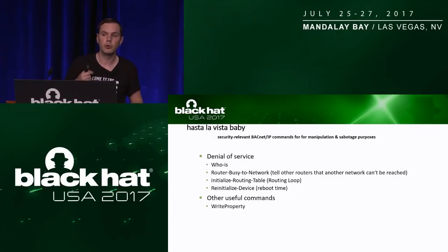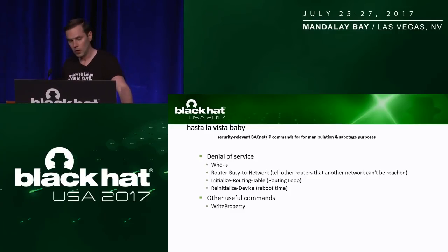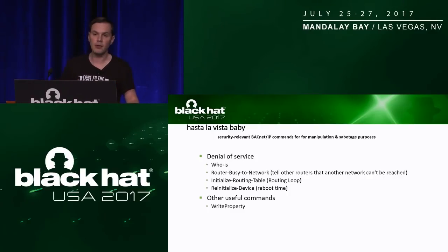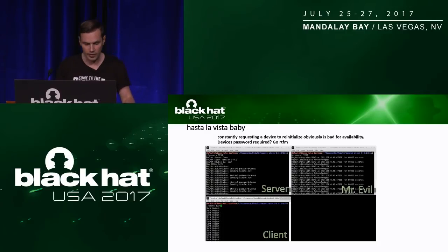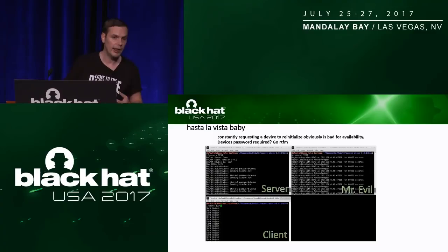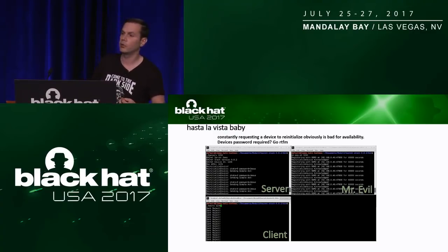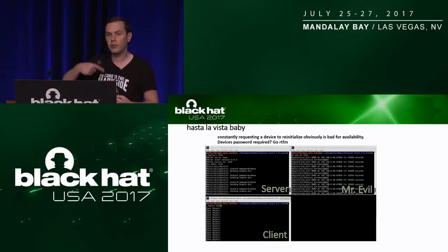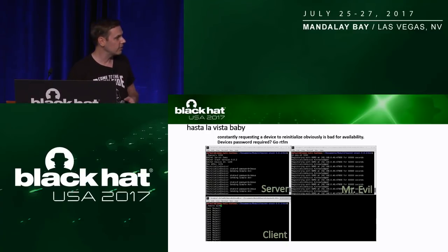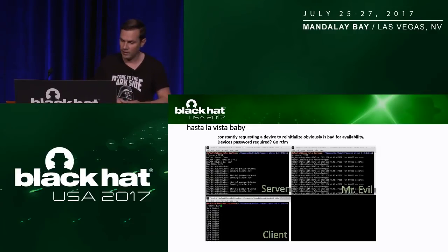You could try to create the equivalent of a so-called routing loop by initializing the routing table, or maybe just create a denial of service case through telling a device to reinitialize. And that's what we have on the next slide. Leftmost is our regular BACnet core controller. On the right side, we have our Mr. Evil, which is basically a BACnet client that tells the main BACnet controller to please reinitialize, and we send this command every 10 seconds. And 10 seconds is what it takes for the device to actually reboot. If we do this constantly, of course, our legitimate BACnet client is not receiving any information anymore.